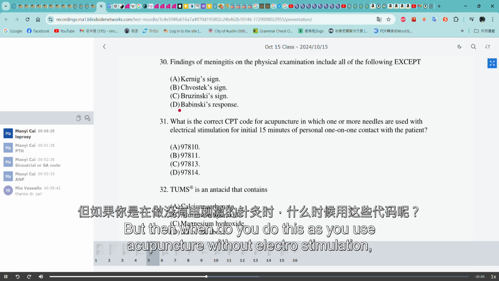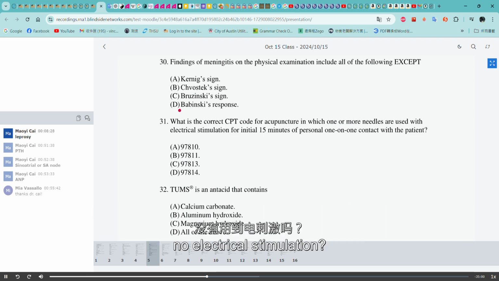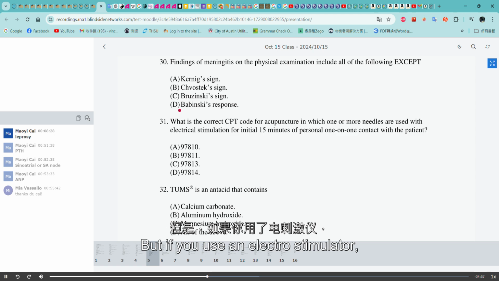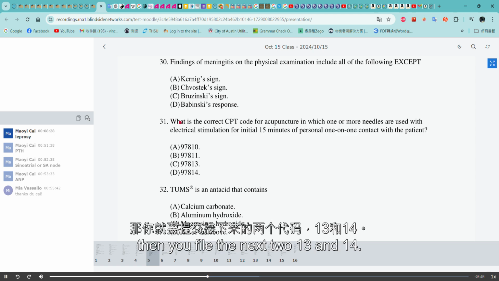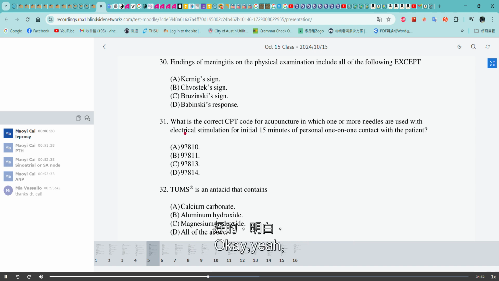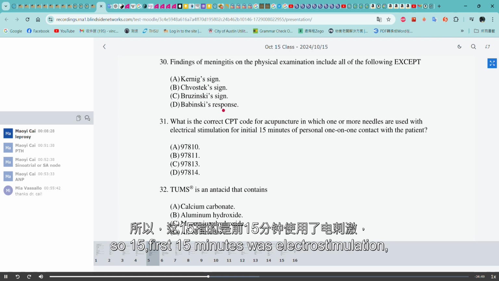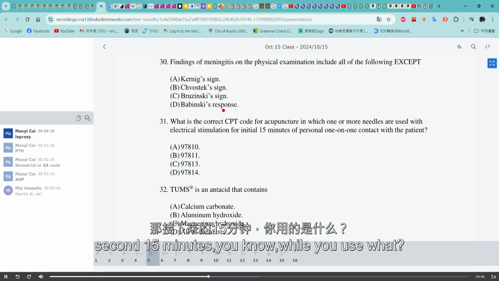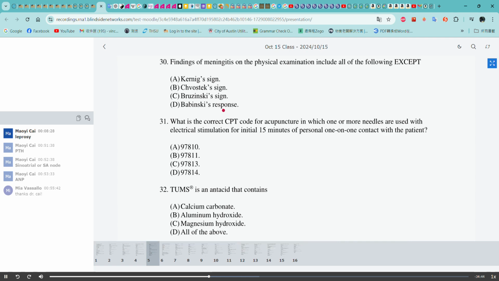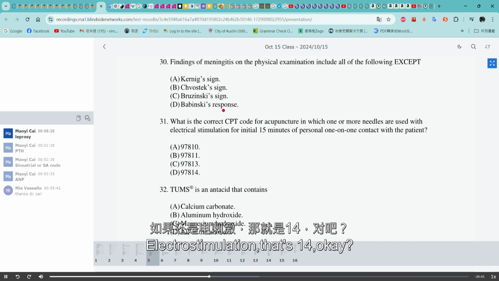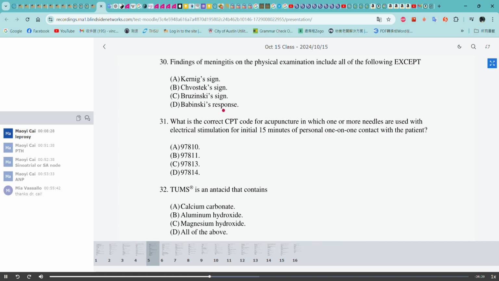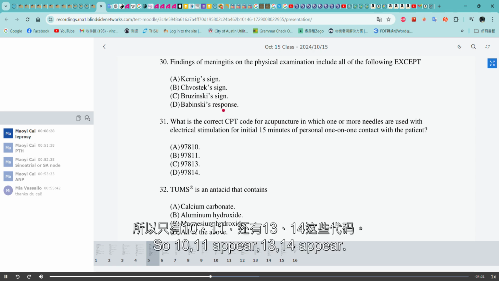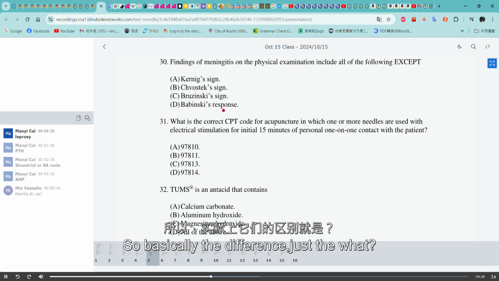Yeah. But then when do you do this? It's when you use acupuncture without electrostimulation, no electrical stimulation. But if you use an electrostimulator, then you file the next 2, 13 and 14. Okay? The first 15 minutes with electrostimulation is 13. The second 15 minutes with electrostimulation is 14. Okay? I think on purpose, they don't even have a 12, just to avoid fraud, so people can't file 12. Where's the 12? No 12. So 10, 11 appear, 13, 14 appear. So basically the difference is just the what?